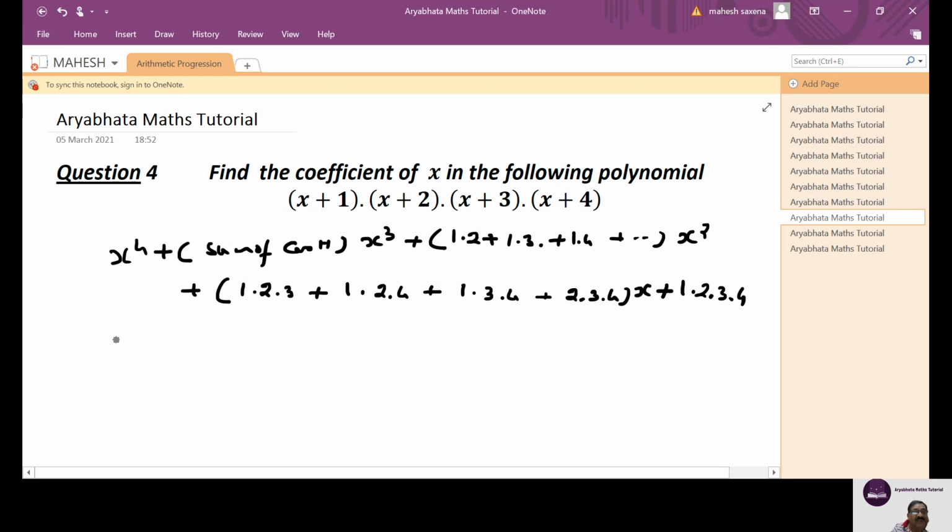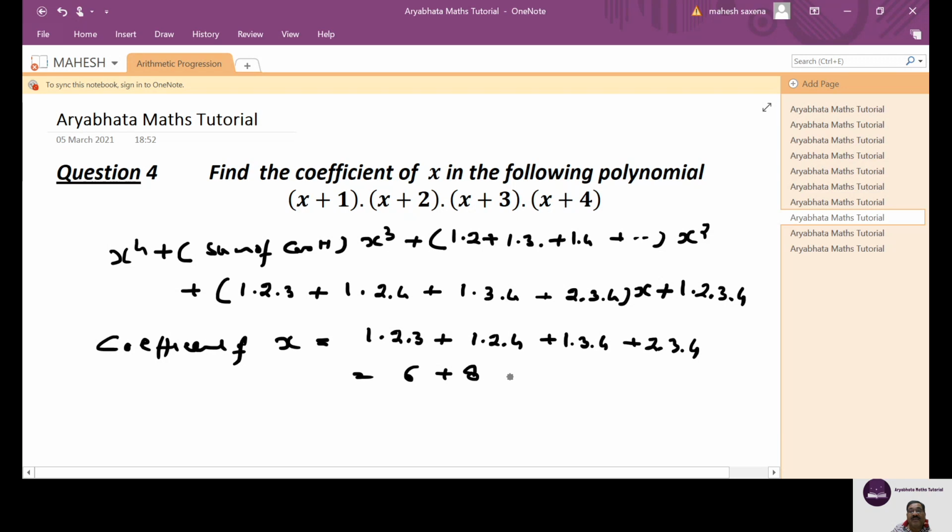Therefore, coefficient of x is 1 into 2 into 3 plus 1 into 2 into 4 plus 1 into 3 into 4 plus 2 into 3 into 4, that is 6 plus 8 plus 12 plus 24. 24 plus 6, 30, 12 plus 8, 20, sum is 50. Therefore, coefficient of x in the product of these linear polynomials is 50.